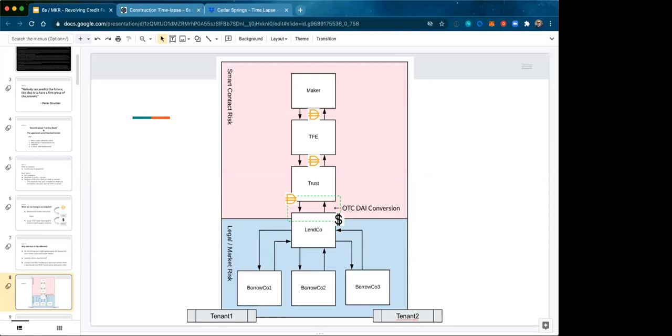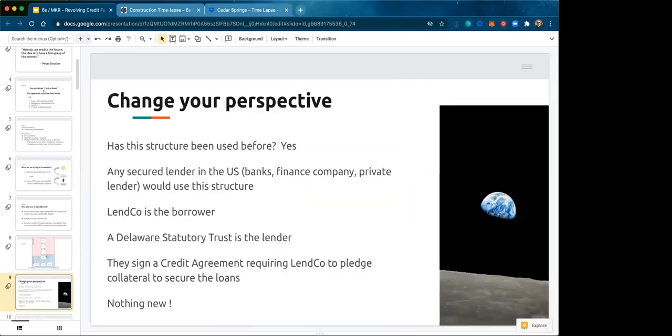Lenco then does its fundamental operations pursuant to agreements that it has with the trust and why it could borrow money in the first place, to deploy capital into would-be borrowcos that are in specifically scope-approved, MKR governance-approved structures, specifically credit quality, credit tenant leases. So again, let's switch our perspective. If this structure has been used before, this is not new.